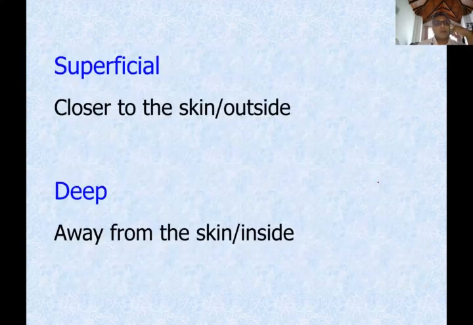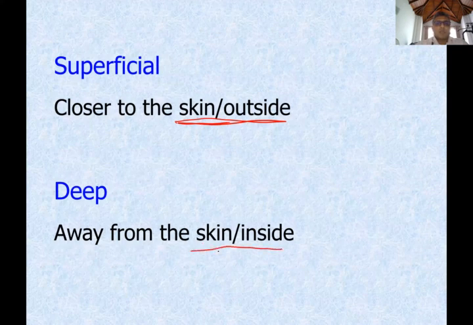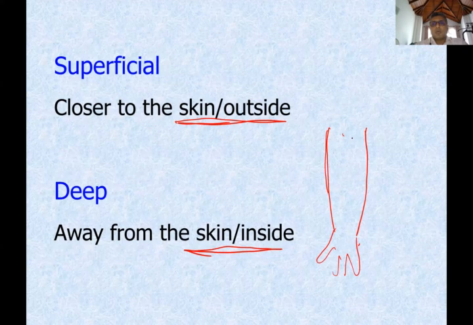Then superficial and deep. Now superficial means closer to the skin or the outer surface of the body, and deep means away from the skin or the outer surface. Now if you take your limb, say if this is your forearm with your thumb and the other fingers here, this is the skin here. So you get the bones inside and muscles attached to these bones. So one can say that the muscles are superficial and the bones are deep.